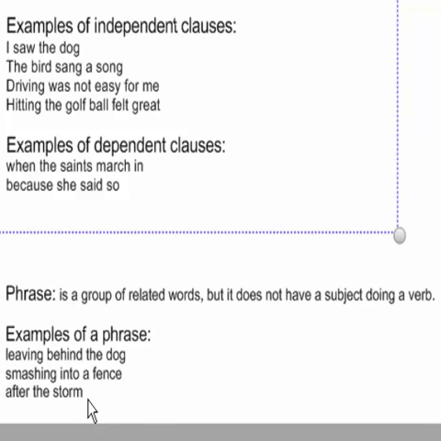Who smashed into the fence? After the storm. What happens after the storm? What are we talking about? So these are examples of phrases. They aren't even close because they are missing a subject that's doing a verb. All right? So there's no subject in these phrases. Whereas in the clauses, you usually have a subject doing something, but it's whether it makes sense or not. Those are the two tricks with the clauses.